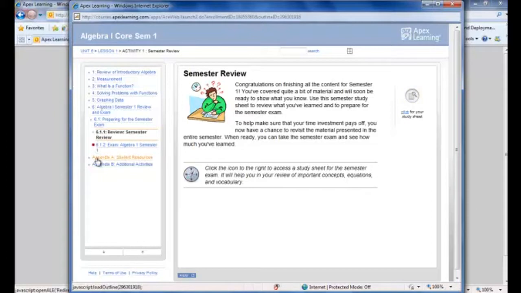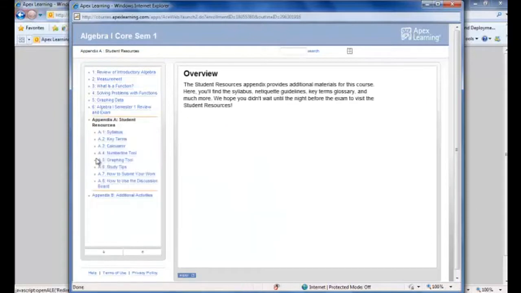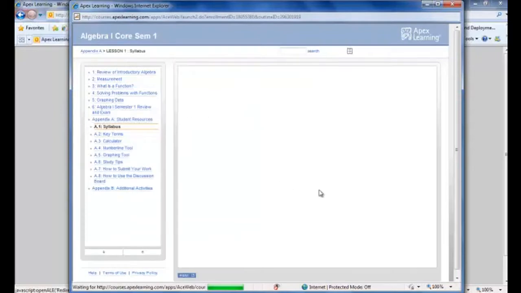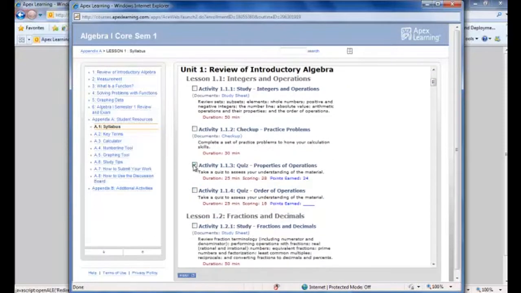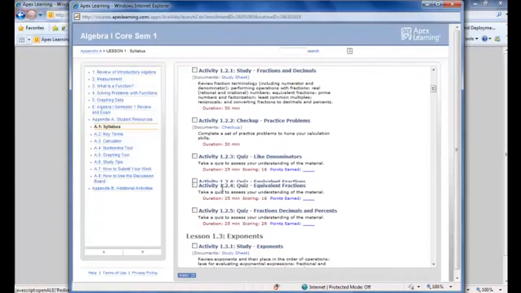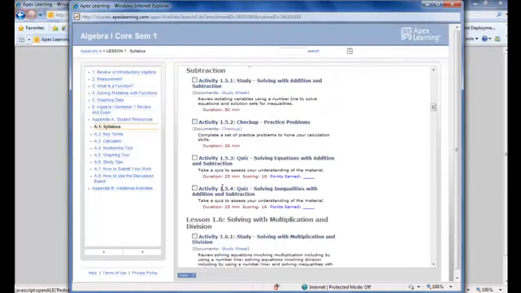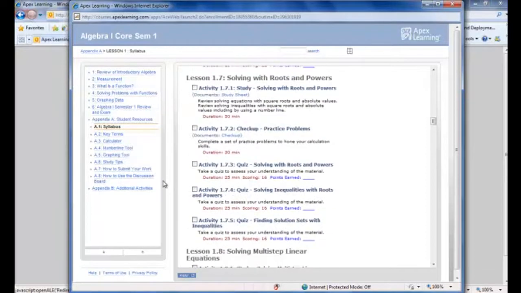Some things you should note: there's an appendix. The appendix contains the syllabus for the course. As you complete things, especially quizzes, the quizzes will be checked off and it'll tell you how many points you earned. So it can help guide you. If you want to see exactly how long a unit is, this is also where you can print the syllabus to kind of guide you on your way.